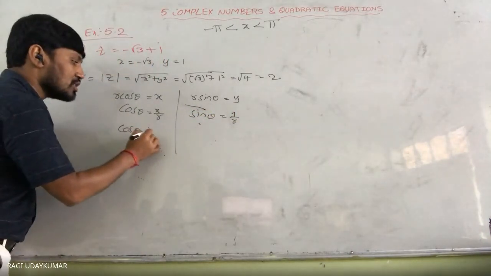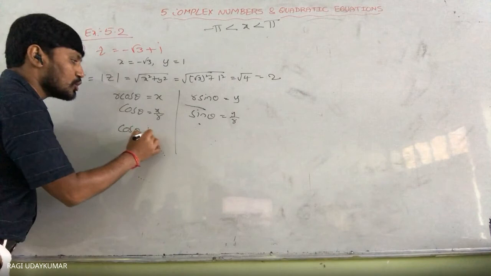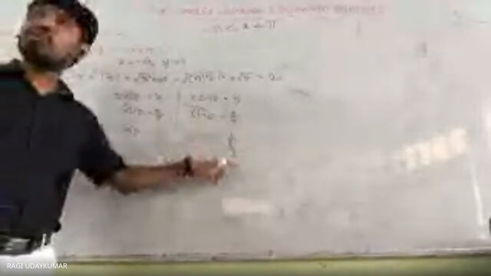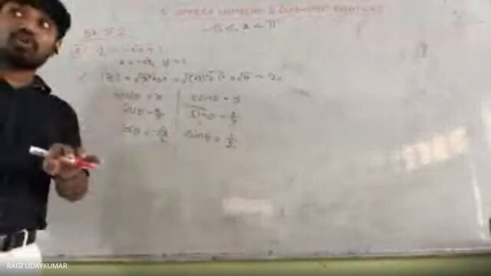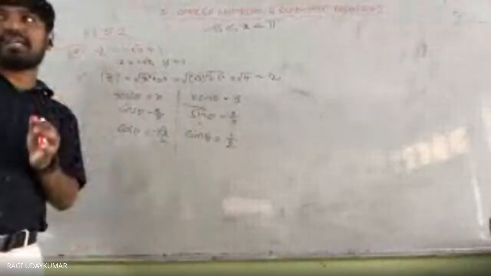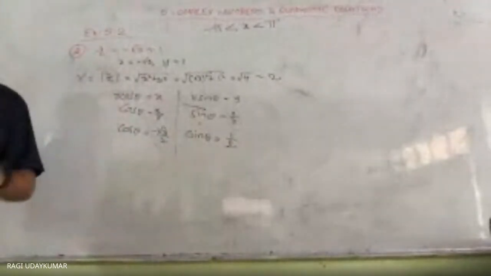Cos theta is equal to x by r, which is minus root 3 by 2. Sin theta is equal to y by r, which is 1 by 2. Cos has to be negative, sin has to be positive. Understood? So where is it possible?